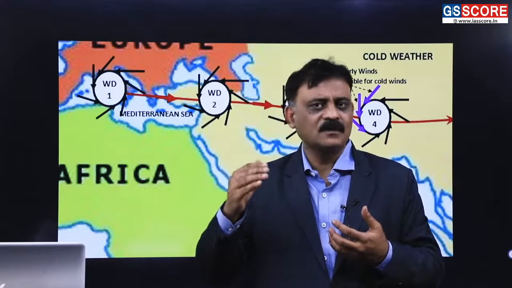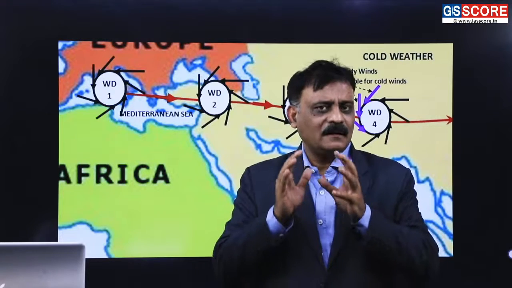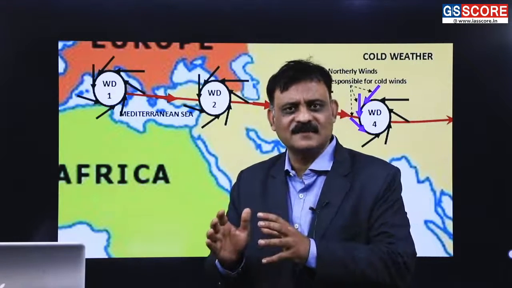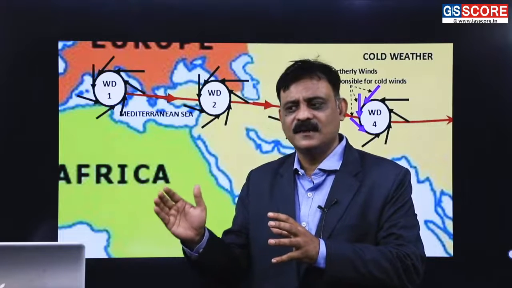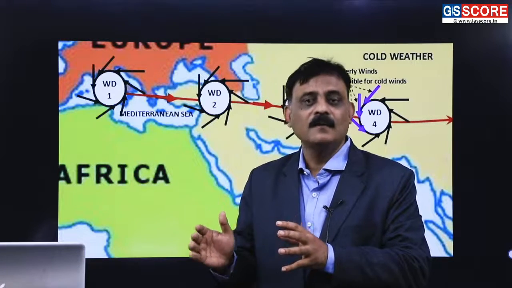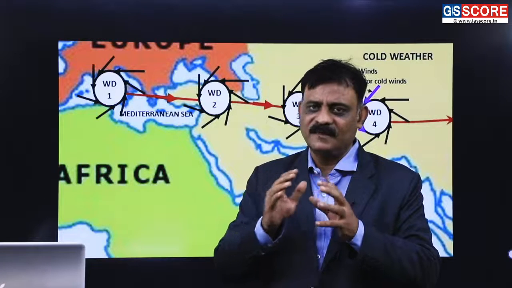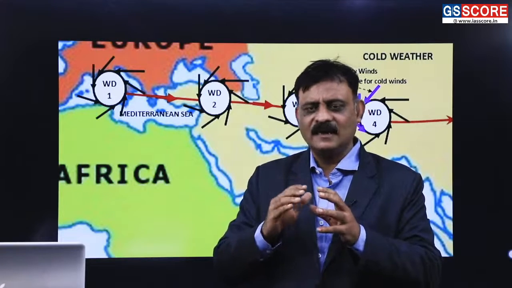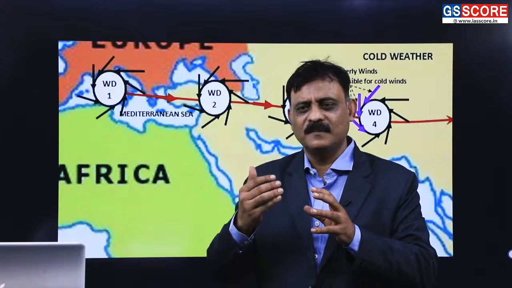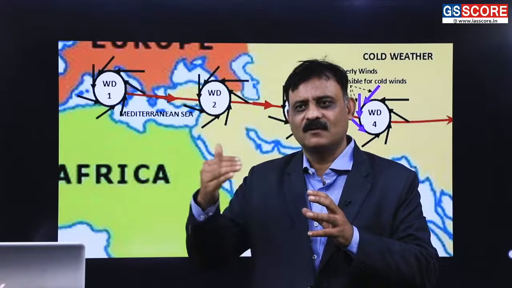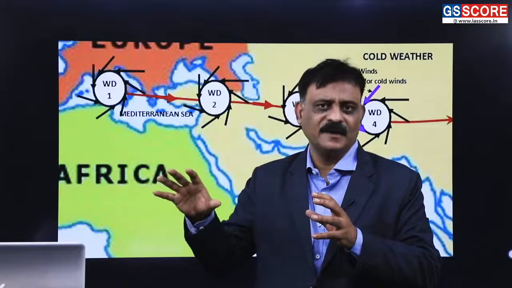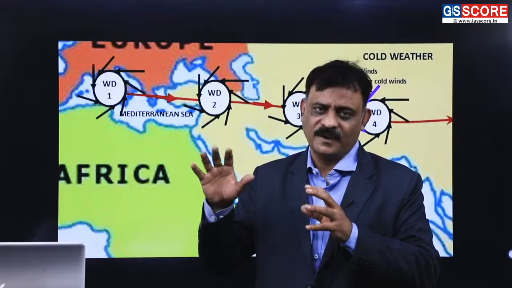Okay, because generally what happens is that western disturbances lose their strength by the time they reach the northern part of India. But sometimes they consist of very high pressure systems, and these high pressure systems maintain their strength even after crossing a longer distance and reaching India and bringing a good rainfall.